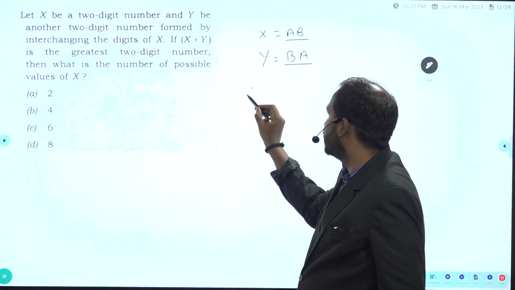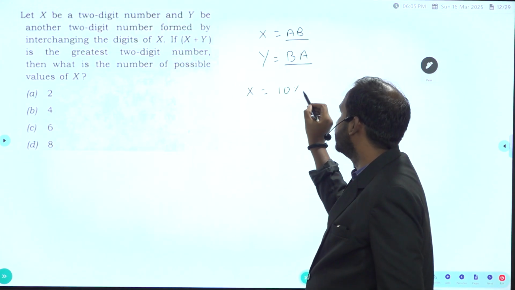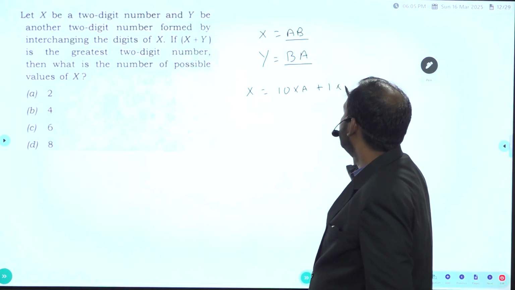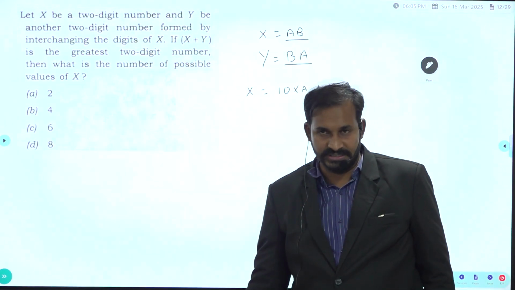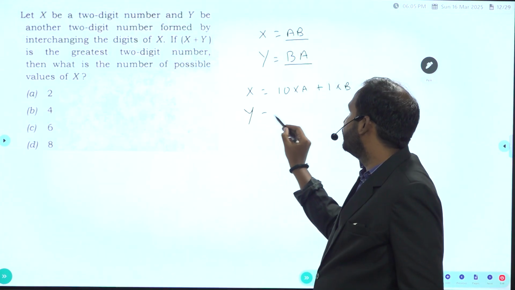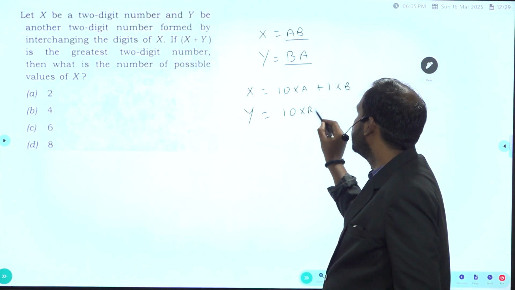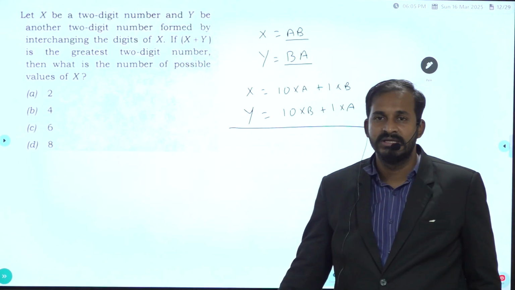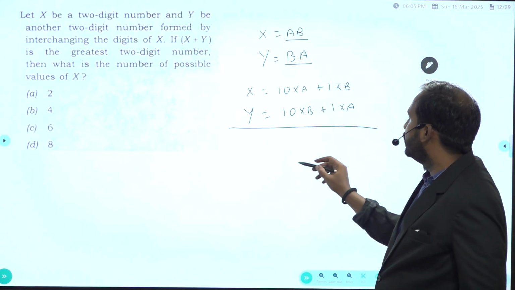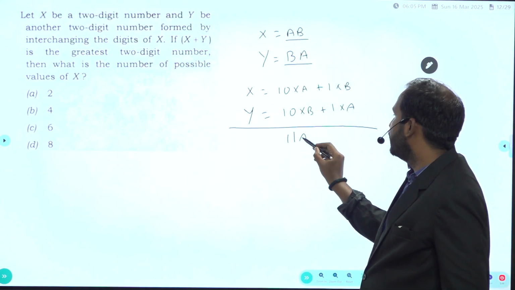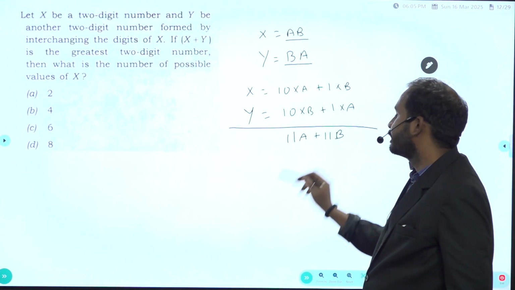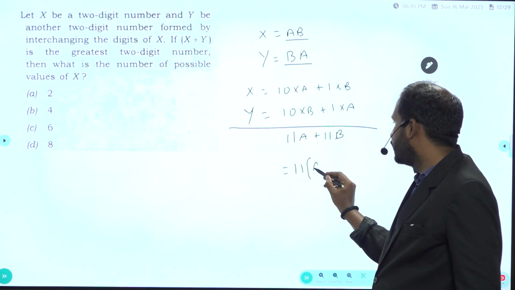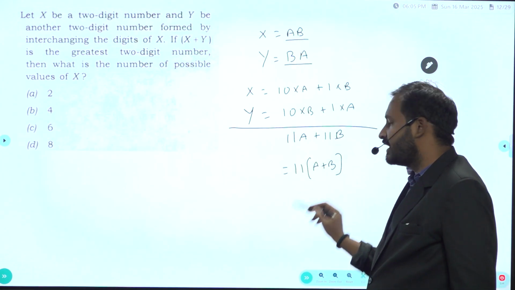What you need to do is X value is 10 into A, the reason is A is at 10's place, plus 1 into B, the reason is B is at 1's place. And similarly, Y value will become 10 into B plus 1 into A. Now when you add all these things, what will you get? 11A plus 11B, which in turn I can also write as 11 times of A plus B, where A and B are integers.